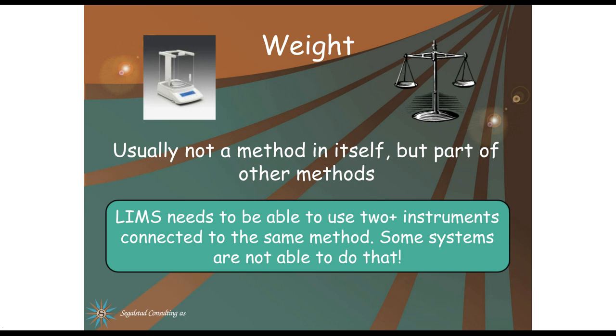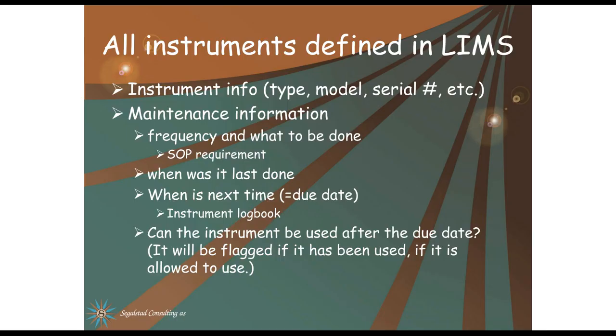We weigh things all the time in the lab. Weight in itself is usually not a method, but it's a part of a lot of methods. Weigh the sample and do, well, whatever. This means that we need a LIMS that can handle connecting at least 2 instruments to the same analytical methods. Some years ago, not all the LIMSes were able to do that. I think they are now, but add that to your user requirements if you're planning to buy a new LIMS.